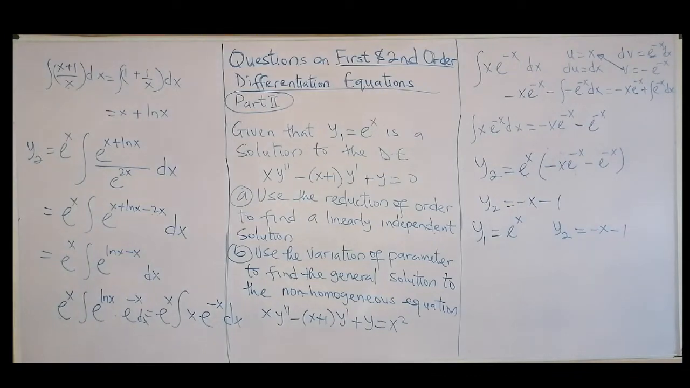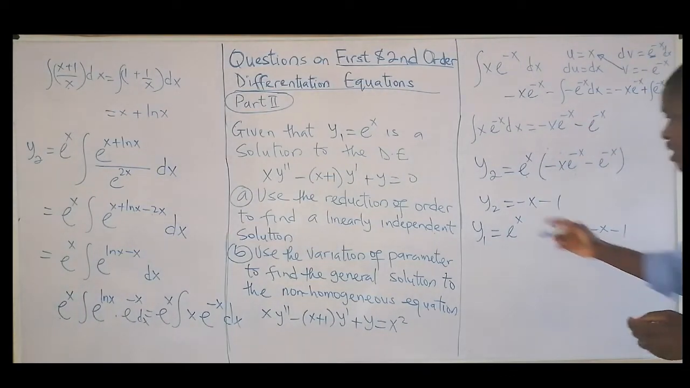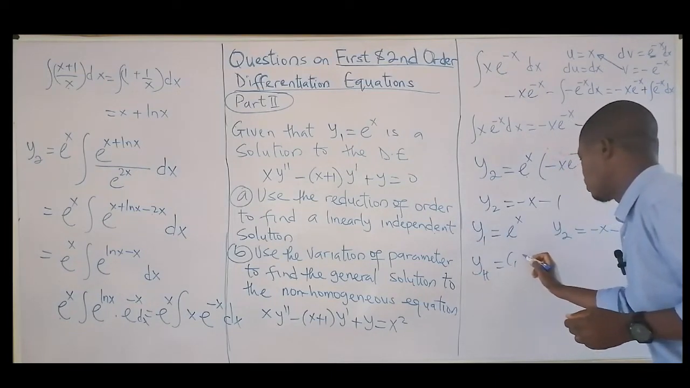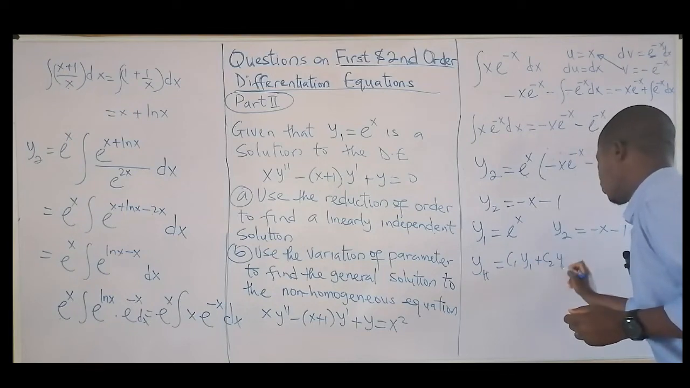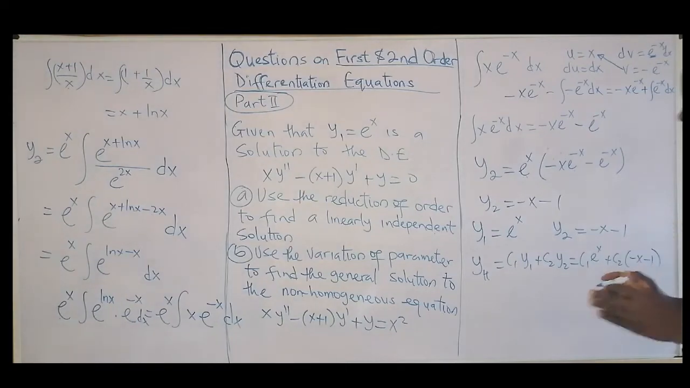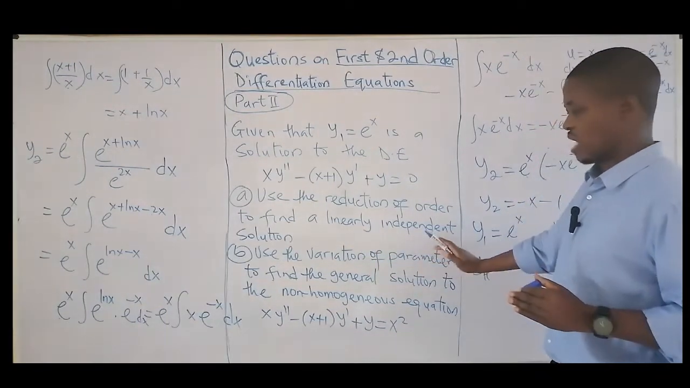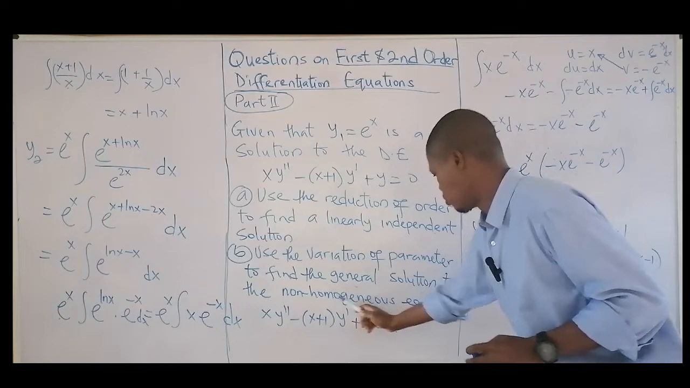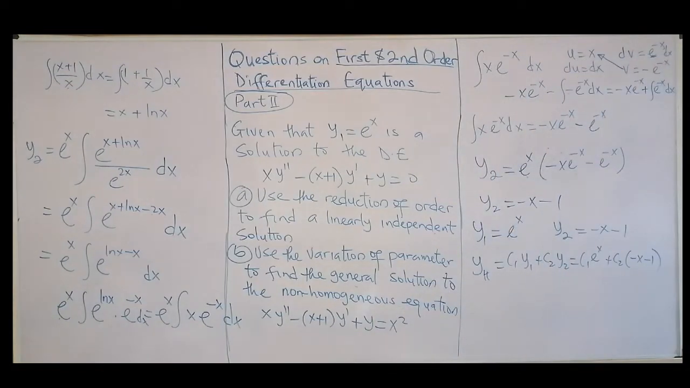Then if you want to go further, since it's homogeneous, we can get the general solution for this. The general solution for the homogeneous will be equal to c1 y1 plus c2 y2, where c1 is a constant, this, plus c2 into bracket (-x - 1). Okay, so that one is done. Then the next one is to go to the b part. The b part is saying that use the variation of parameters to find the general solution to the non-homogeneous equation. So let's go there.